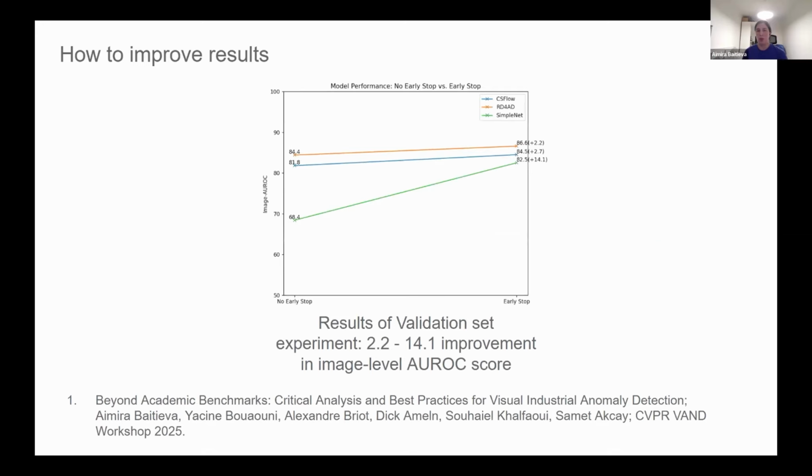And if you have a model which is trained on more than one epoch, you can use the validation set. Just please, not testing.